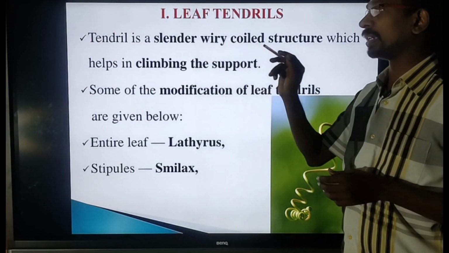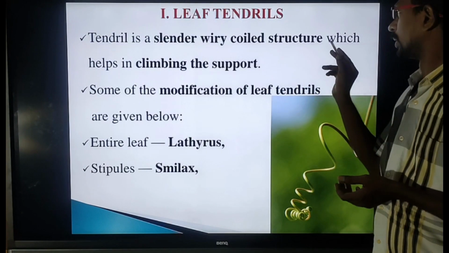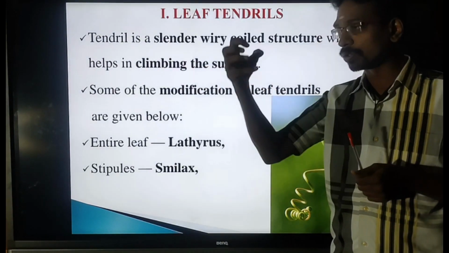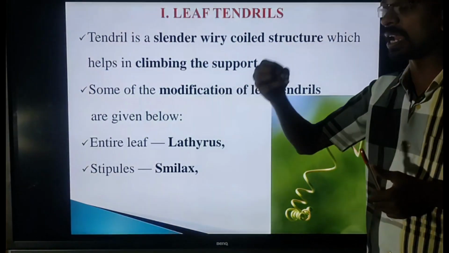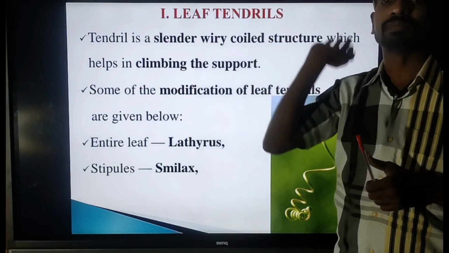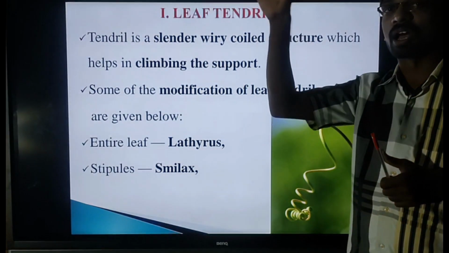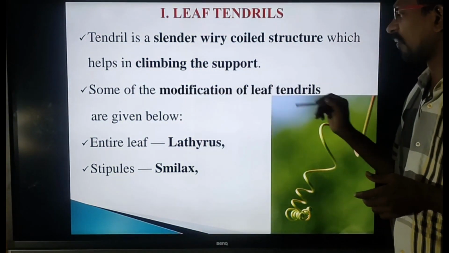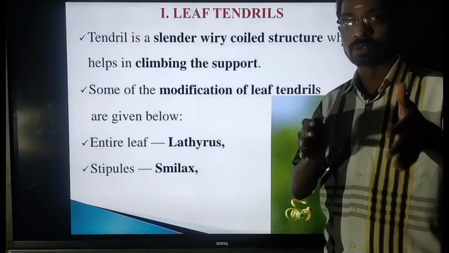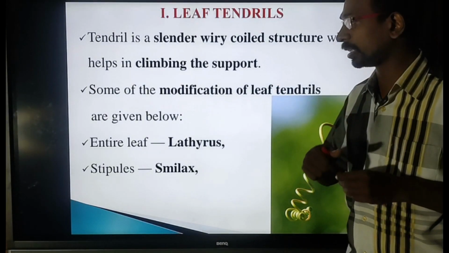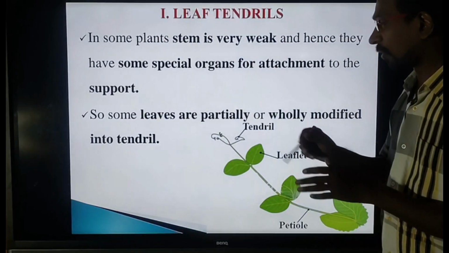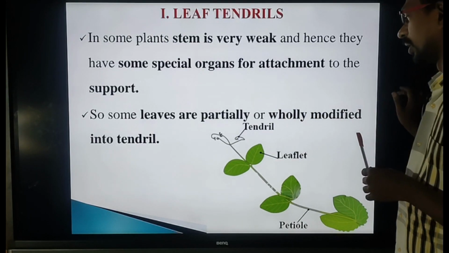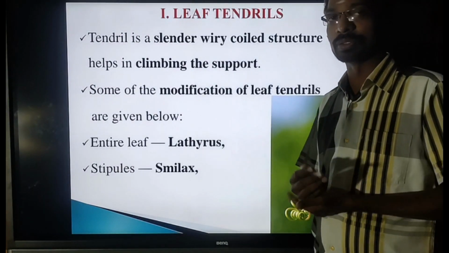Tendrils are slender, wiry, coiled structures, as I already told you, which help to climb the support. They help to bind the support, so the plant grows erect on the surface of the support, be it a plant or a wall. Some of the modifications of the leaf tendril are given below, one by one. The entire leaf may be modified into tendril, or it may be partially modified.